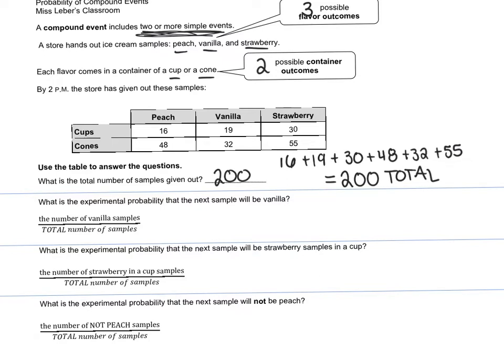And then we can use that number of the total. That's going to be the denominator for all of our probability questions here because, again, we want to take it out of the total. So the next question, it says, what is the experimental probability the next sample will be vanilla? So I want to take into account all of the ones that are vanilla. So you go to the chart and I see vanilla. It didn't ask for vanilla in a cup or vanilla in a cone. It just said vanilla. So number of vanilla samples, well, vanilla would be 19 plus 32, which does indeed give me 51. So again, the number of vanilla samples, there was 51 over the total.